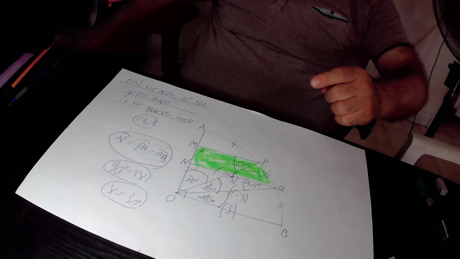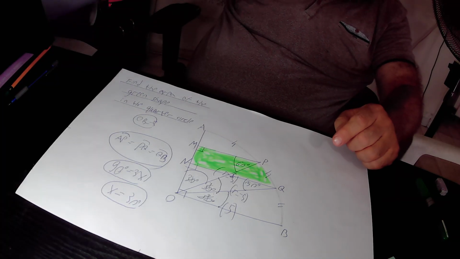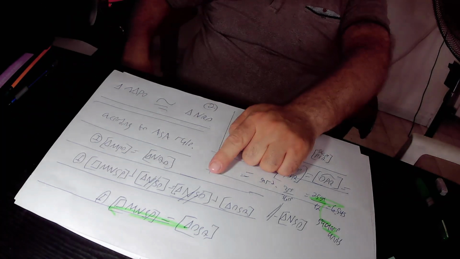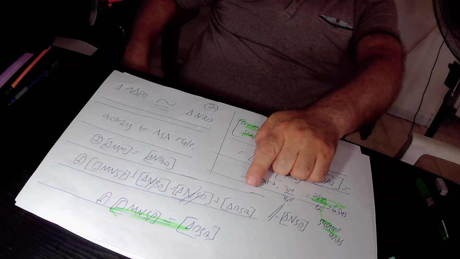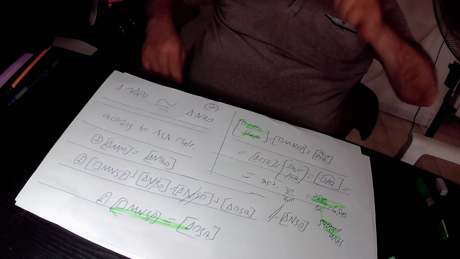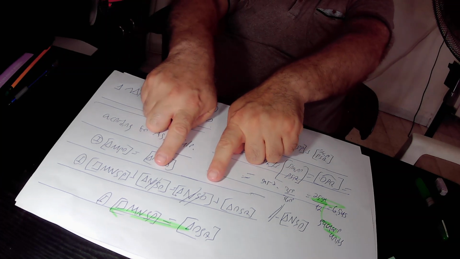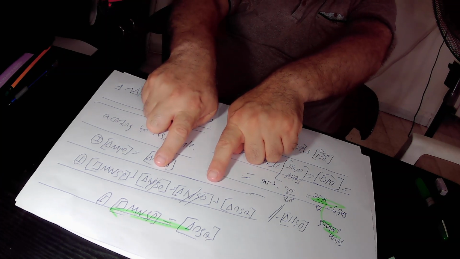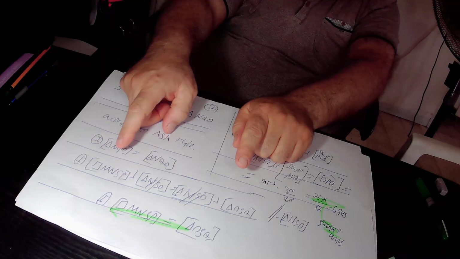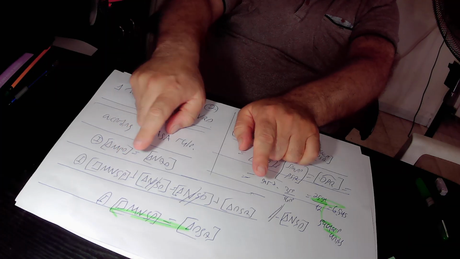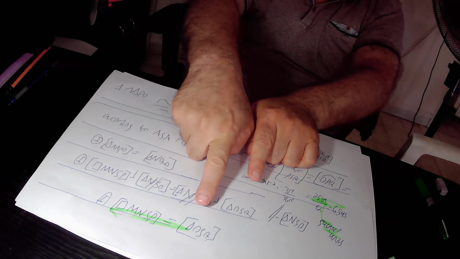So I repeat again, the area of triangle NQO must be equal to the area of the small right triangle NSO plus the area of triangle SQO. Here, we subtract the area of triangle NSO from both sides of this equation, so the area of triangle NSO gets cancelled, and we are left only with the area of quadrilateral MNSP equals the area of triangle SQO.